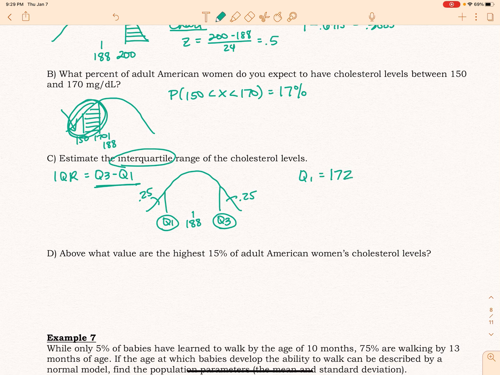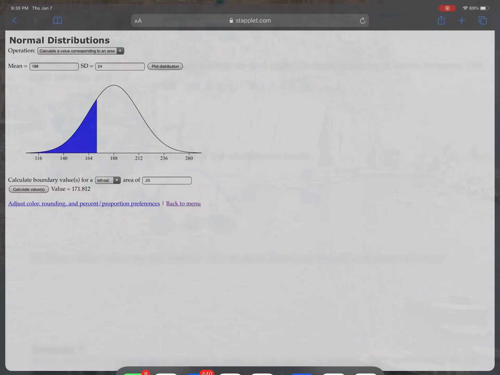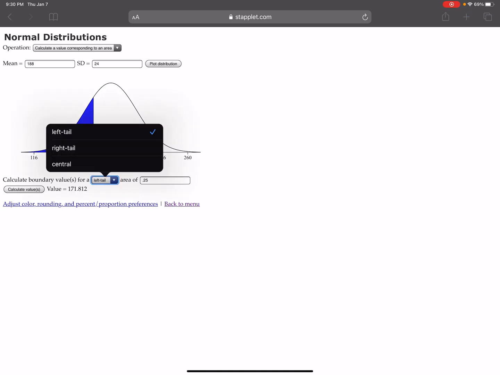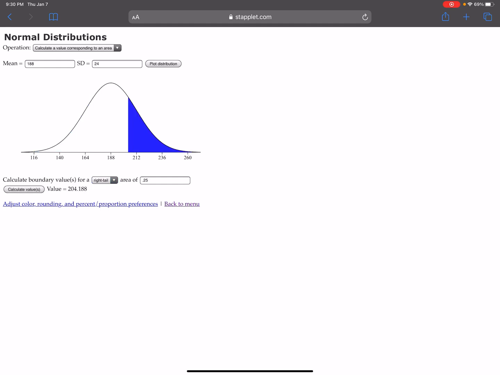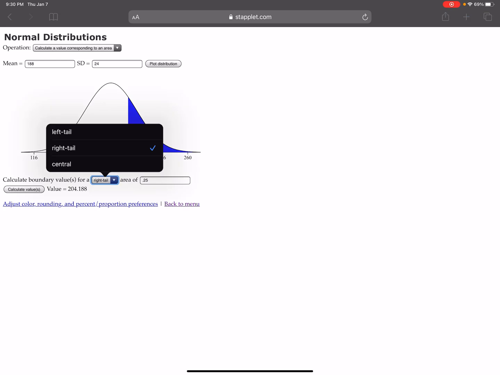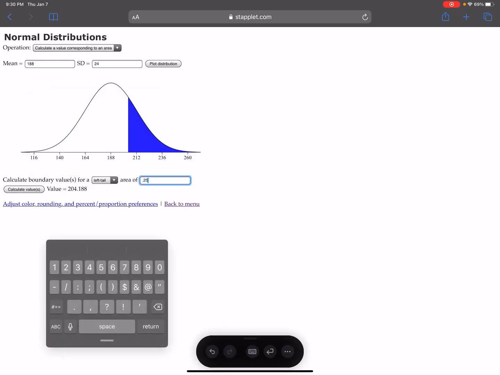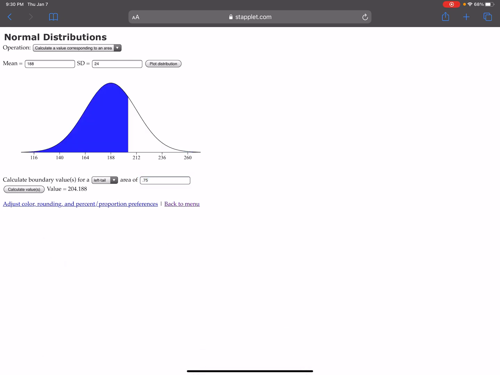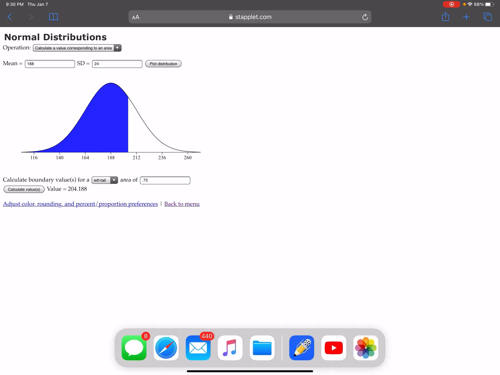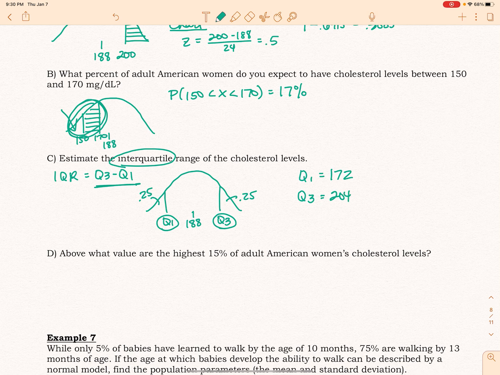All right. And then Q3, I'm going to go back to Statlet. There's one of two ways that you can do this. You can change the area to right tail 25%, and you can get it that way for your 204. Or you can use left tail and 75%, and you'll get the same thing. It really doesn't matter which way you go because the only thing we're looking for here is that X value. Okay, so Q3, again, I'm going to round this to 204. So the IQR is 204 minus 172, which would give me 32. Okay, so that is the estimated interquartile range.